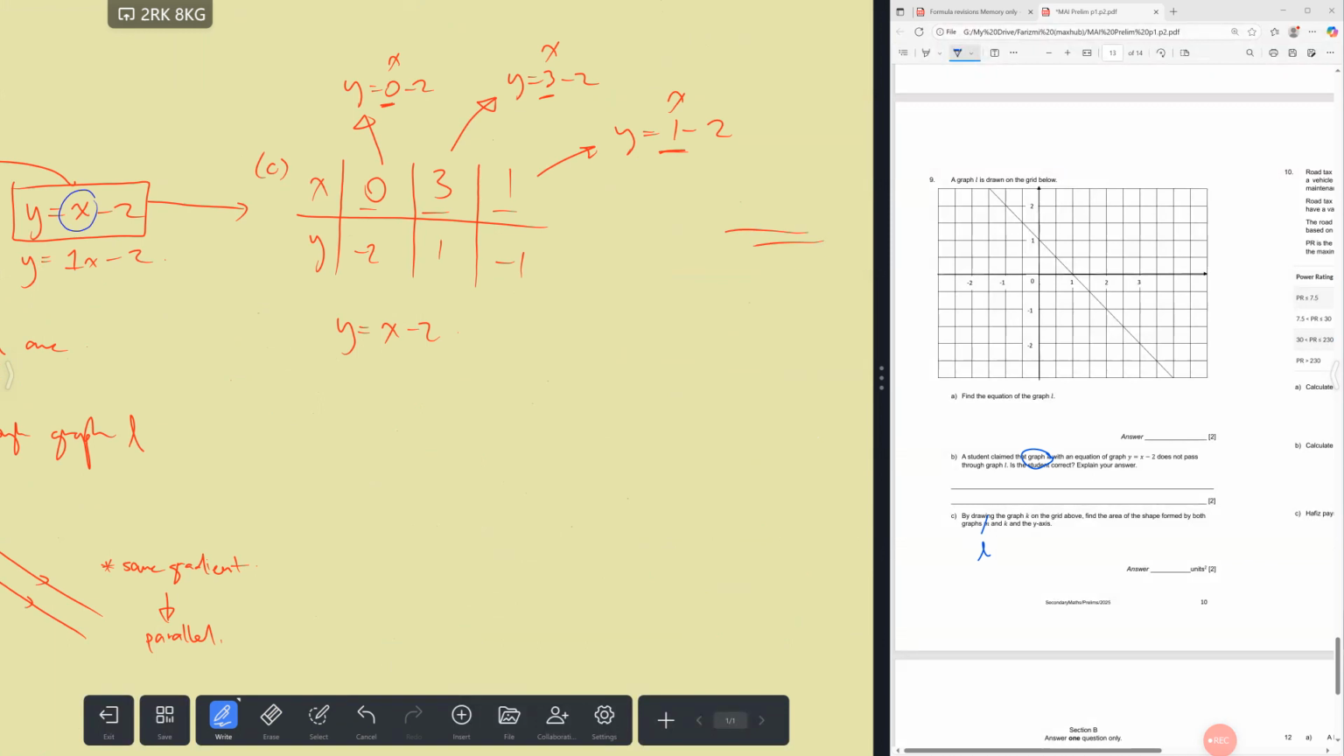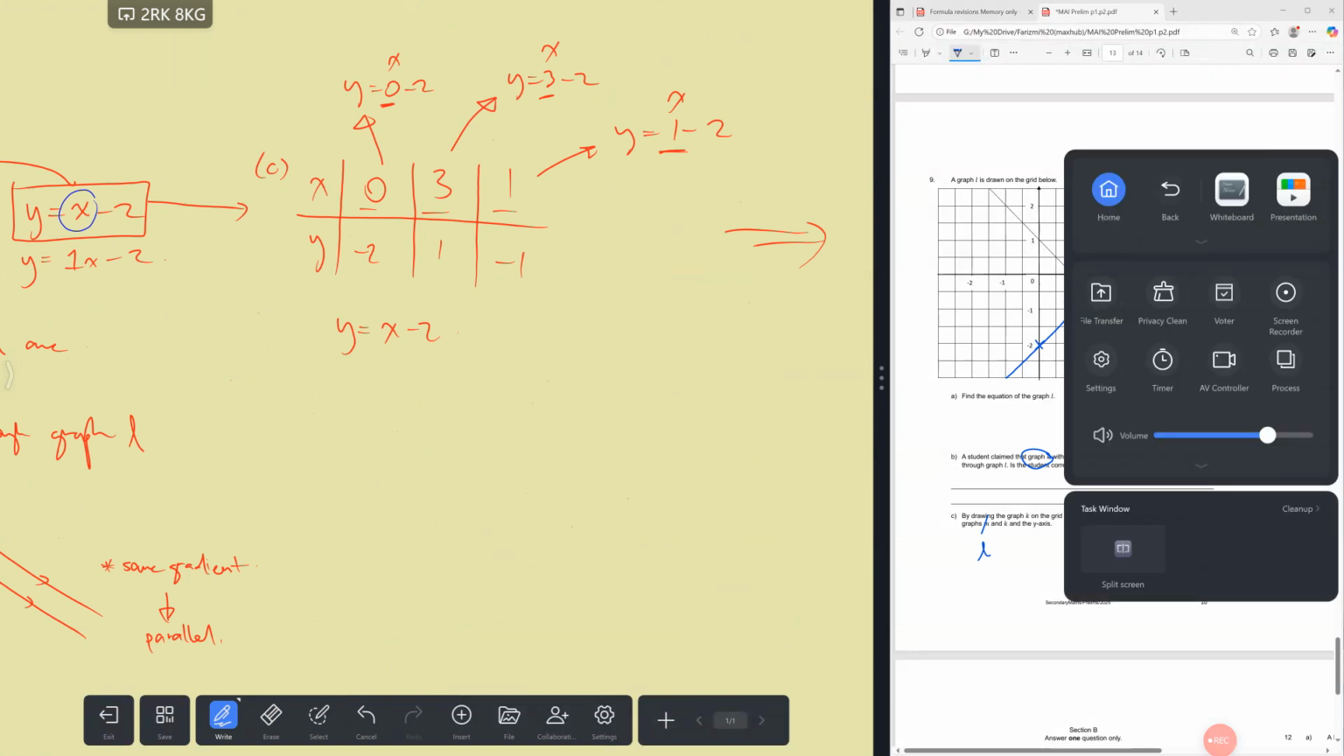Okay, so what you can do is plot in the Cartesian plane 0, minus 2. Where is 0, minus 2? It is over here. This is our y-intercept for that line. Next, 3, 1 is over here. And the last one, 1, minus 1, is over here. And you can draw a straight line like so. Eventually you can see that they cut. What are they interested in? They're interested in a particular area of the shape formed by both graphs L and K and the y-axis. This graph L, this graph K, and the y-axis.